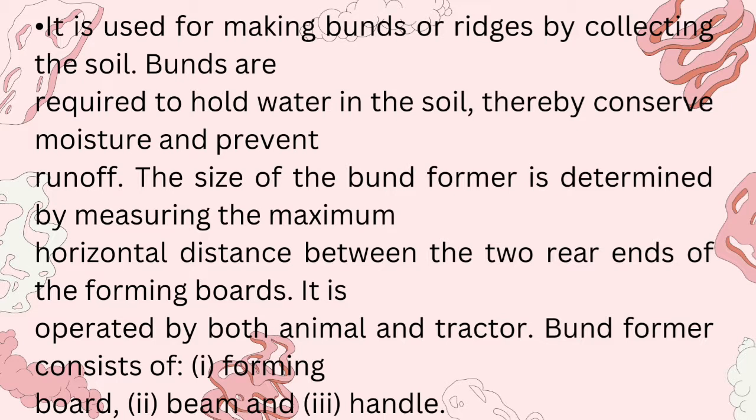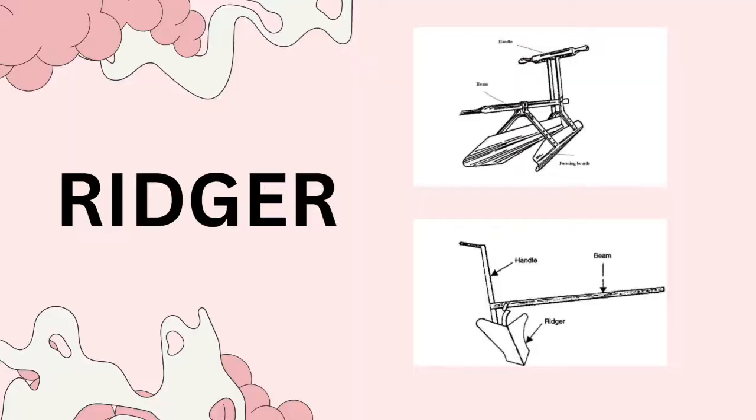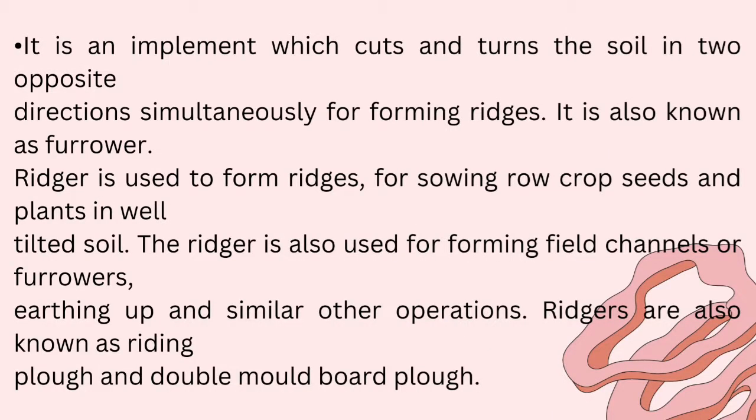Band former consists of a forming board, beam, and handle. The forming board is made of mild steel of thickness 1.6 mm for light soil and 2 mm for medium and heavy soils. Ridger. It is an implement which cuts and turns the soil in opposite directions simultaneously for forming ridges.